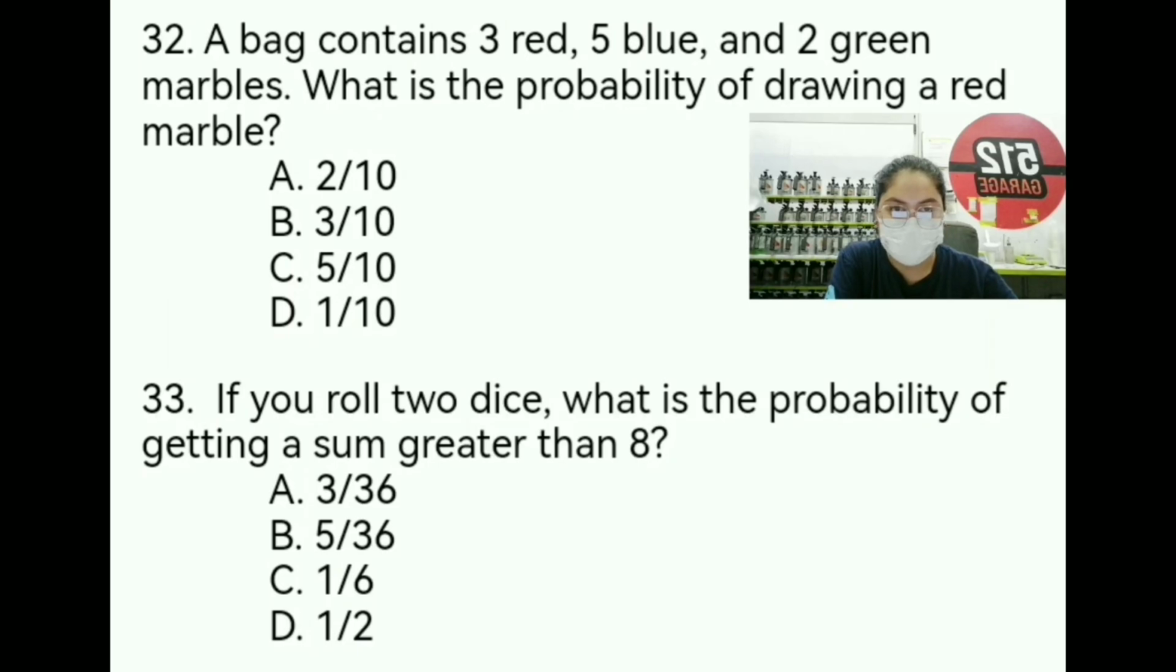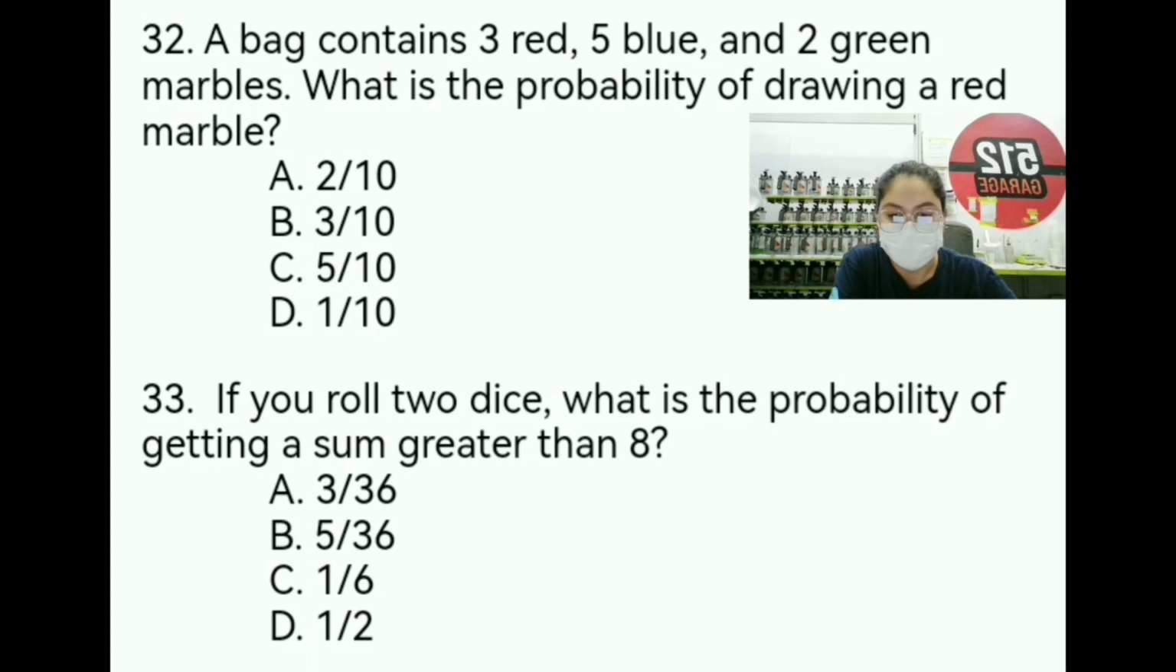Okay, number 32. A bag contains 3 red, 5 blue, and 2 green marbles. What is the probability of drawing a red marble? A, 2 over 10. Letter B, 3 over 10. Letter C, 5 over 10. And letter D, 1 over 10. So the answer to this one is 3 over 10, which is letter B.